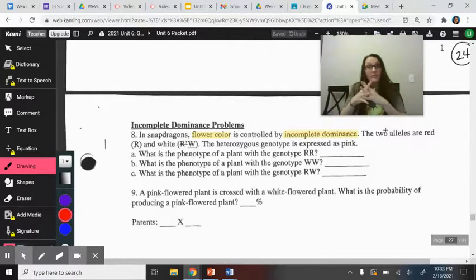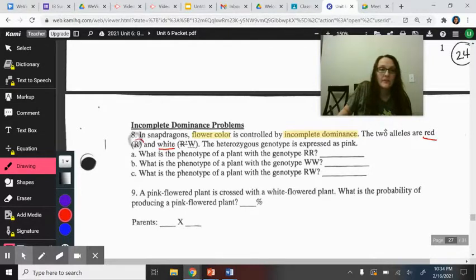It lets me know we're probably going to have a blend at some point, like a mixing of those paint colors again, okay? All right, so the two alleles. Anytime it says that, that's going to give you your two options for traits. In this case, it says they are red and white. And it lets you know that red is going to be that capital R.